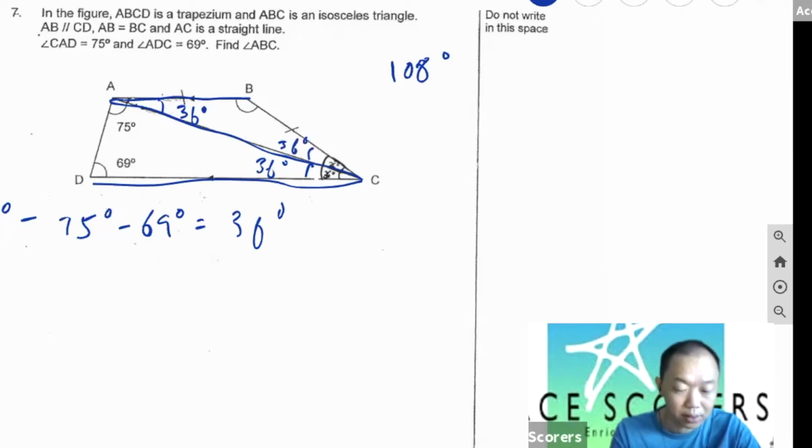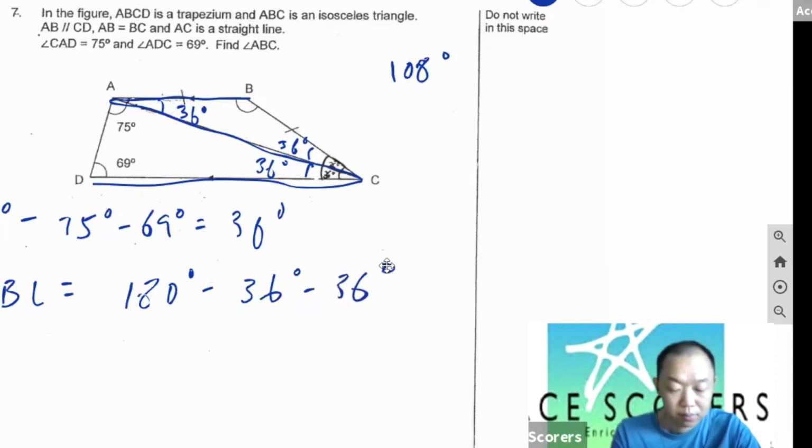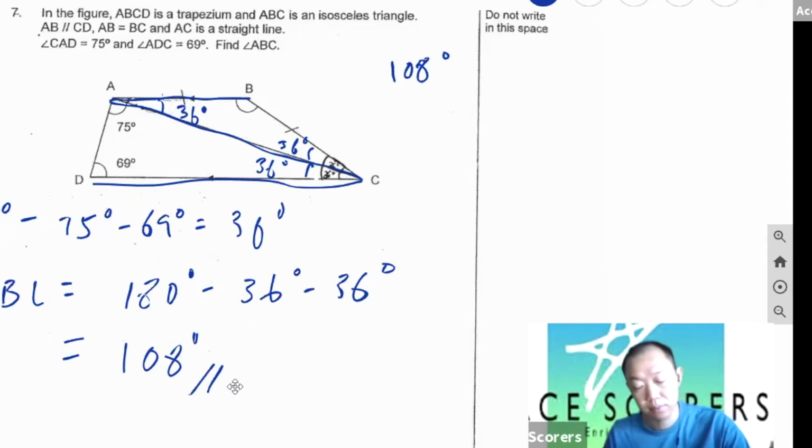So to find angle ABC, we take 180 minus 36 minus 36, which is 72. We got 108. That's it.